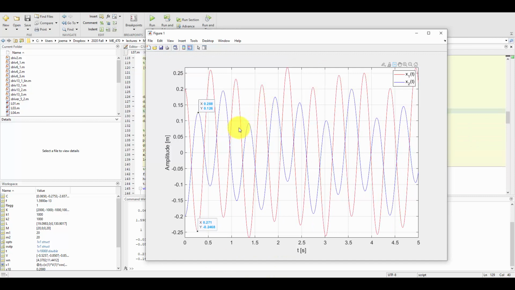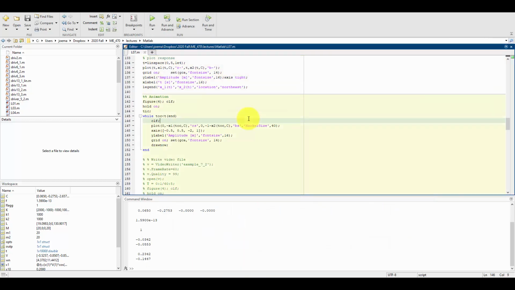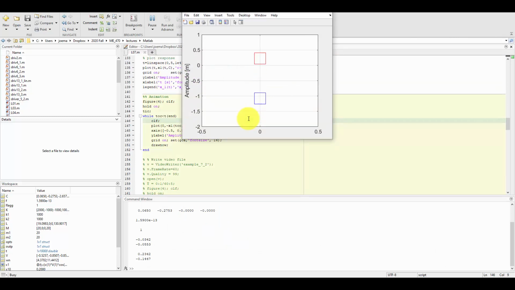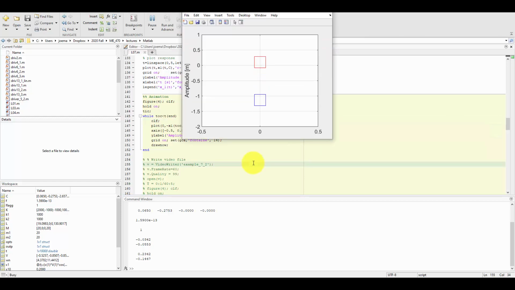So that's just their position versus time. Let's look at the animation to visualize what this is going to look like. Right, so here they are bouncing in, again, it looks like antiphase of each other. I'll run it a second time. They're coming together at the same time, and then they're pushing apart at the same time.